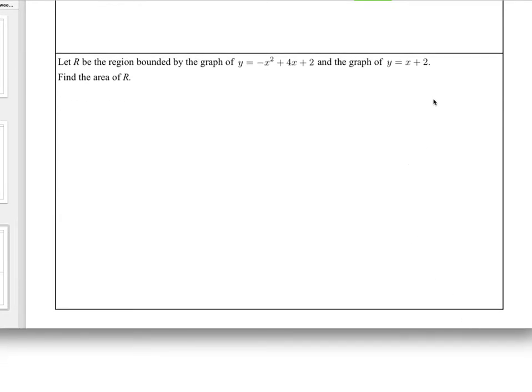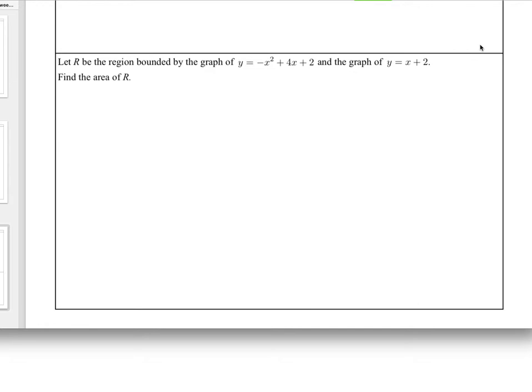So let R be the region bounded by the graph of y equals negative x squared plus 4x plus 2 and the graph of y equals x plus 2. Find the area of R. It's not using the same graph. It's something different. It is a definite interval. We need to find the limits.